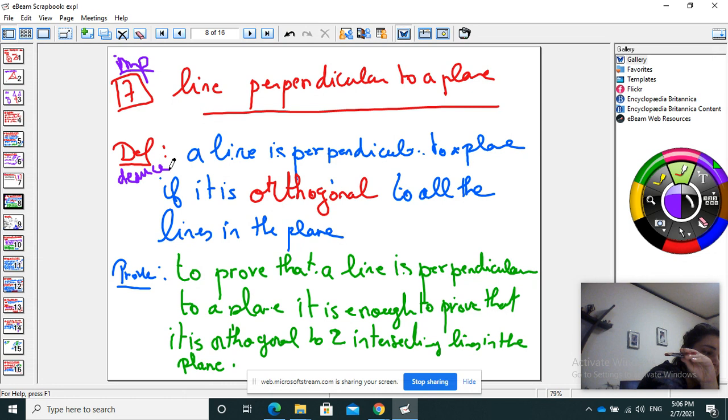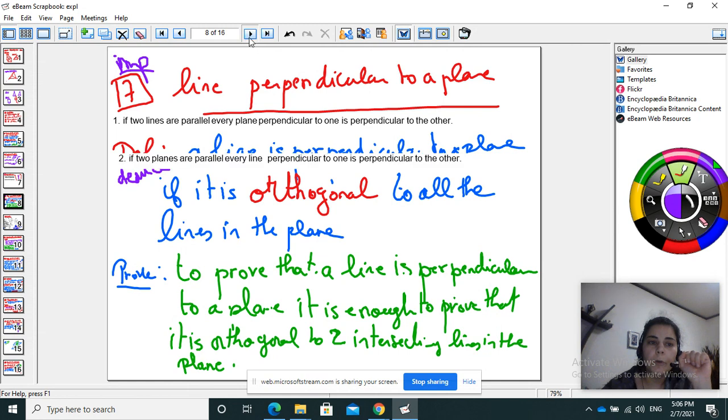So if I prove that, for example, this line is perpendicular to this one and perpendicular to this one, or orthogonal to those two, then it's perpendicular to the two intersecting lines that form a plane, and so to the plane. So every time you need to prove that a line is perpendicular to a plane, you need to prove it orthogonal to two intersecting lines in this plane. Once you prove that, I can deduce that it's orthogonal to all the lines in this plane. We will see this a lot in the exercises. This is one of the important properties that we need to know in this chapter.